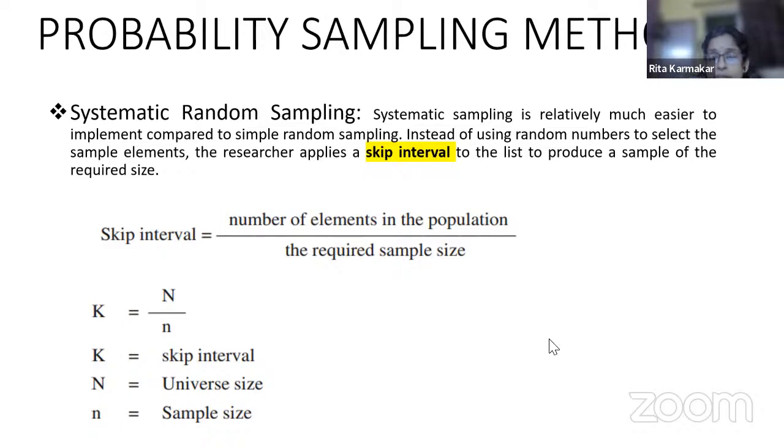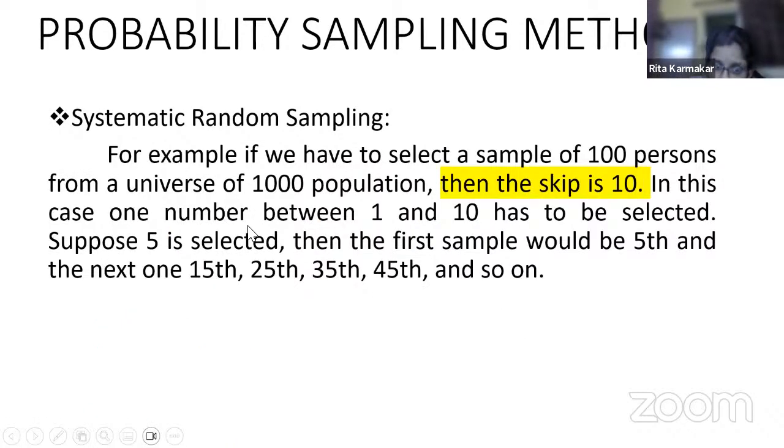Now, continuing with systematic random sampling, for example, a researcher wants to select 100 people from the population of 1,000. I know that I have to select 100 elements from the population into my sample, and my population is 1,000. Then what would be my skip interval? Without looking here, just please calculate. That is 1,000 by 100. What could it be?